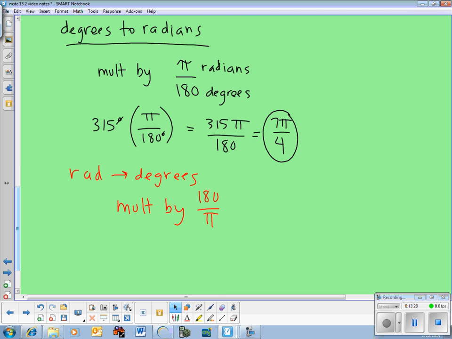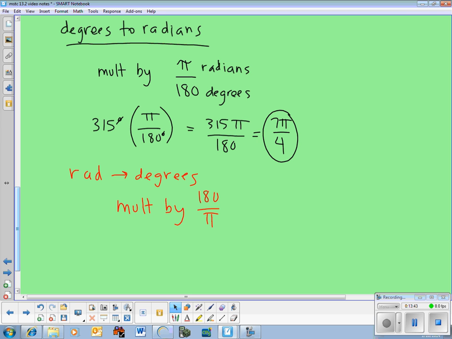So we don't change the value, we just change the units that it's given in. It's like changing inches to centimeters. You would multiply by 2.54 centimeters over 1 inch to convert those units. That's the majority of this section. We are easing our way into trigonometry. All right, so the things you should know.